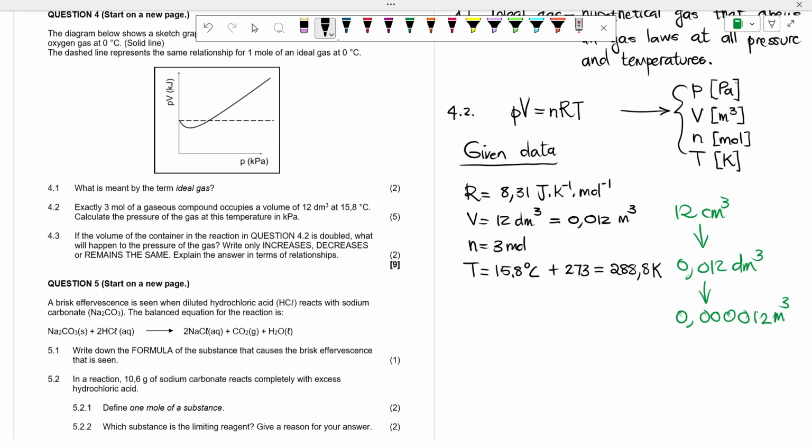Then we can go and substitute and solve. So sub and solve. And now the equation PV equals nRT, just substitute everything. We're looking for pressure, so volume 0.012, moles 3, R 8.31, T 288.8. Okay, then what do we get for pressure?